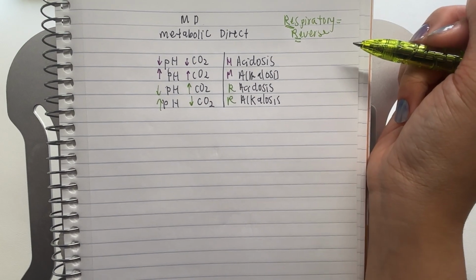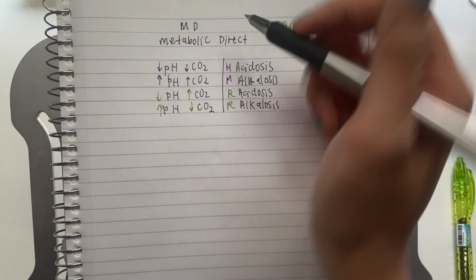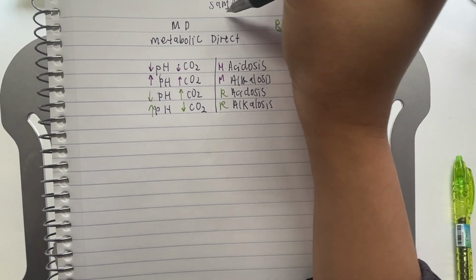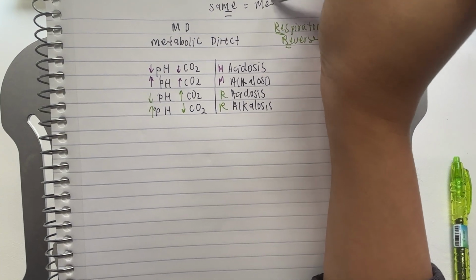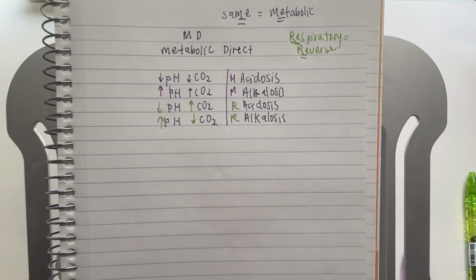Another thing to add is just that if we wanted to solidify the metabolic being direct, we can say that it's going to be the same, and that's equal to metabolic. So that also has two similar letters between the two, and that's it.